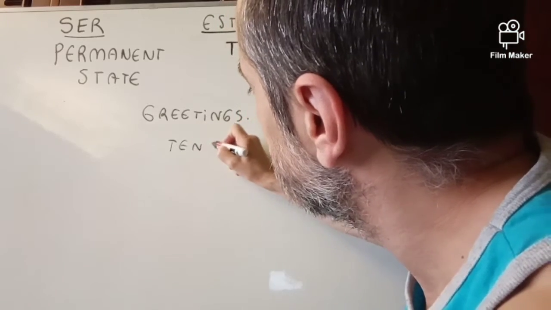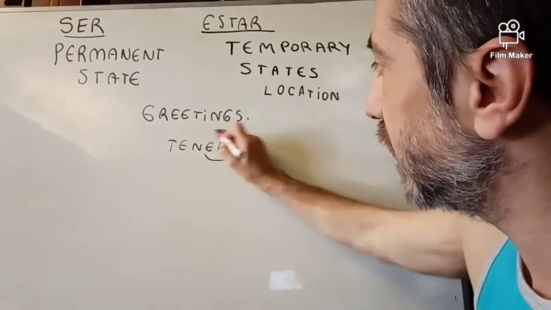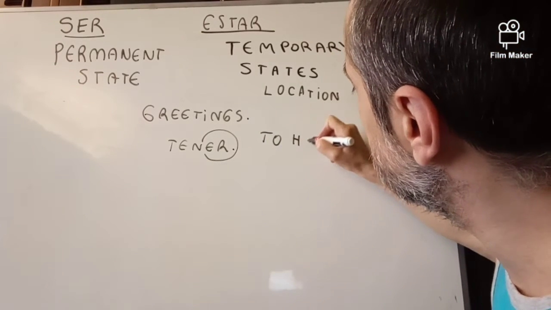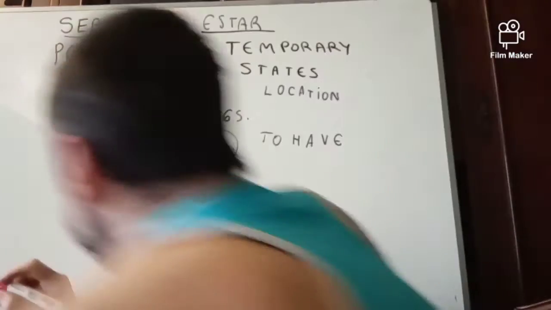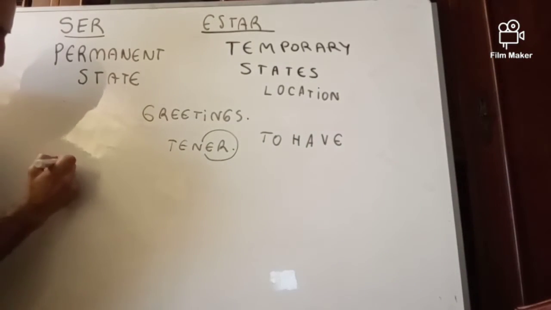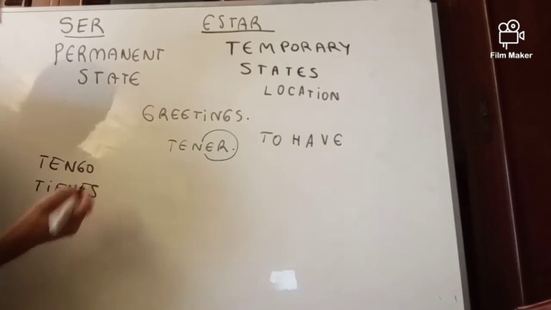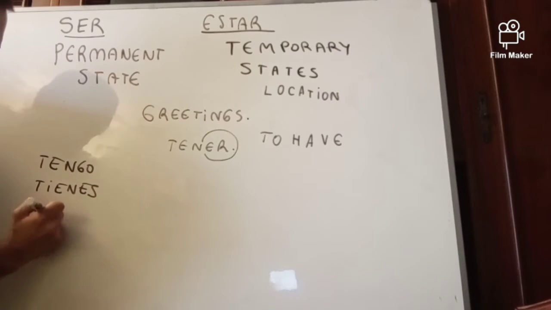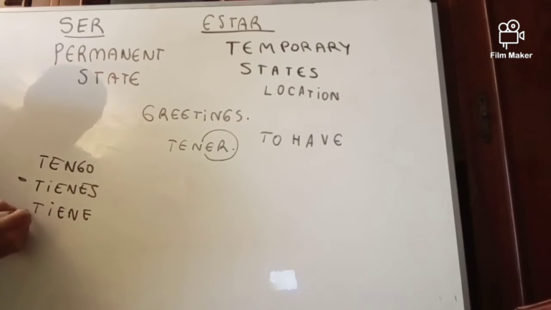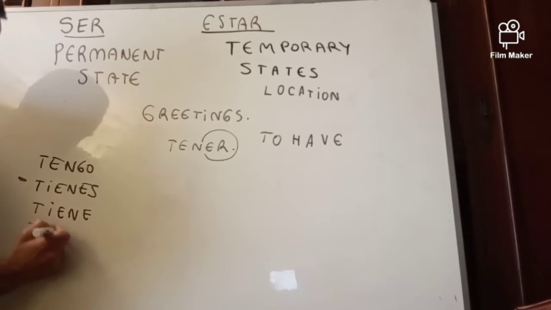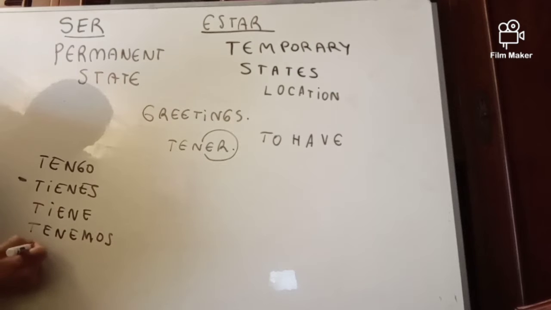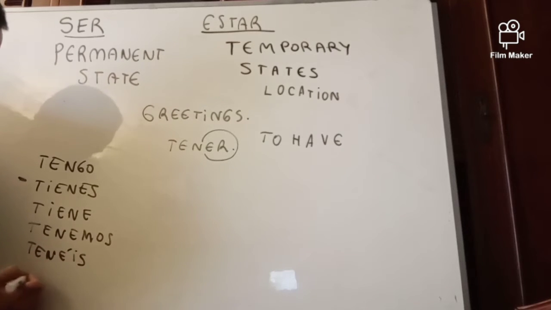To end the lesson today, we are going to see other examples of the verb tener, to have. As you remember, we said: yo tengo, tú tienes, vos tenés in Argentina, él, ella, usted tiene, although usted goes here, the conjugation coincides with this one. Tenemos, we have, tenéis in Spain, tienen in Latin America, and ellos, ellas tienen.